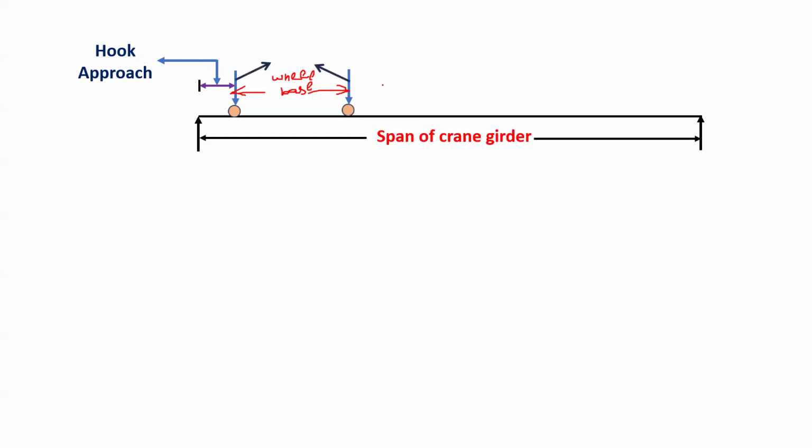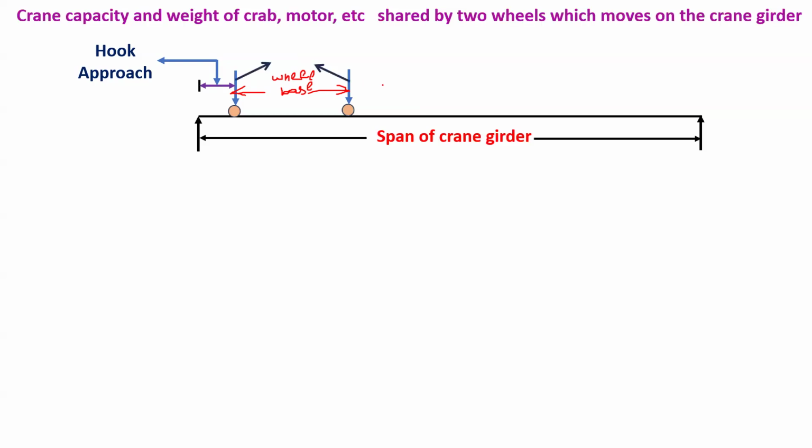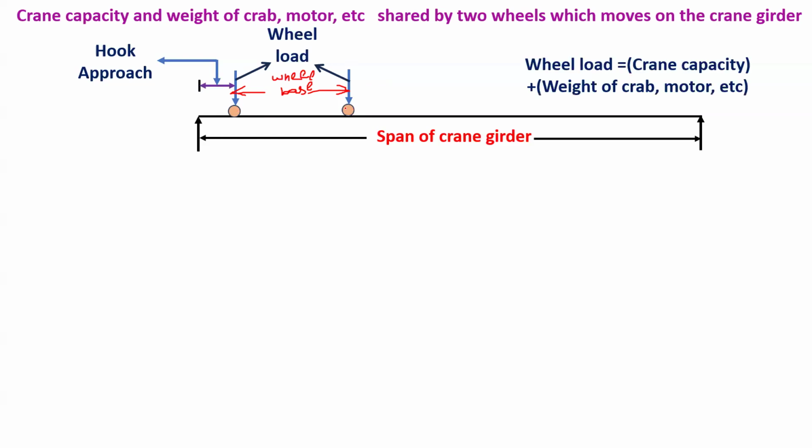So now we have this crane capacity, and this crane capacity plus the weight of the crab will be shared by these two wheels. So whatever values we get of crane capacity and weight of crab or motor, that will be carried by these two wheels. So we can have this wheel load, and that wheel load is equal to crane capacity plus weight of crab and motor, etc.